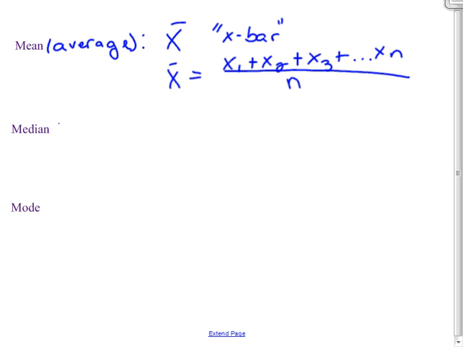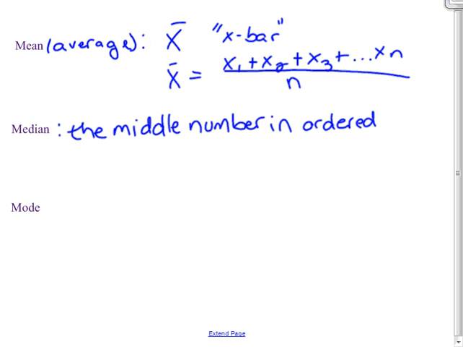Your median is just the middle number in ordered data. Important to note, it has to be in order. So if you are going to calculate a median, you're going to have to list your numbers in order. Sometimes it's helpful anyways, but sometimes you might have a ton of numbers, and finding the median is not a very quick process. And then mode is the most frequent number.